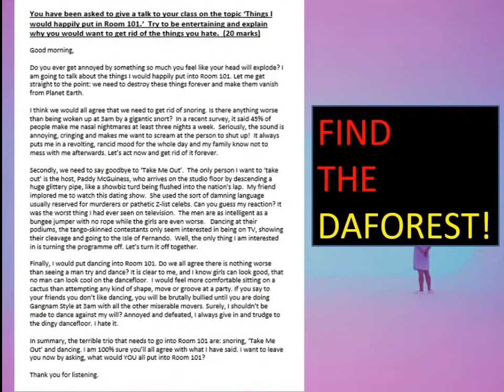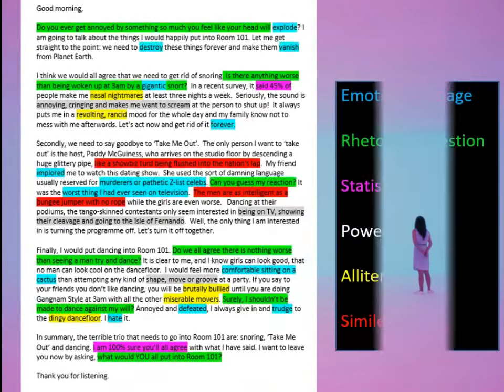Okay, so I got my students to find the DAFOREST, but if you want to read it and see if you can find the DAFOREST yourself, that's fine. Otherwise, we'll go through it. And there's also 2 similes in this one.